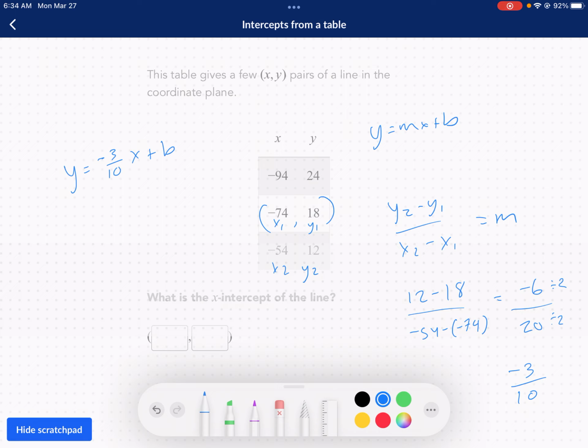We need to find our y-intercept, because we need this whole equation. I know we're trying to find the x-intercept, but we need this equation first before we can find the x-intercept. And that involves finding the y-intercept, the b. All right, so I'm going to plug in a point here. I'm going to choose this negative 54, 12 just because it's smaller numbers. So we have 12 equals negative 3 over 10 times negative 54 and then plus b.